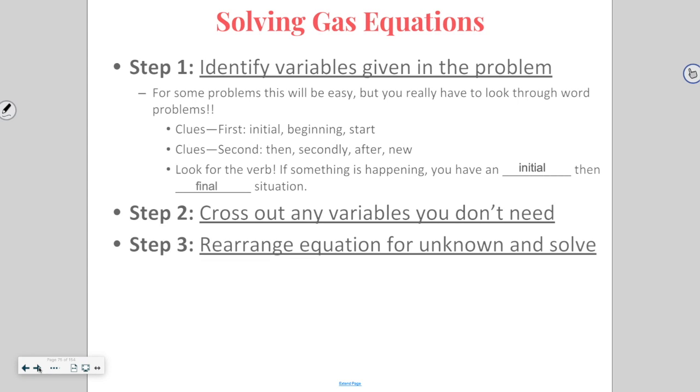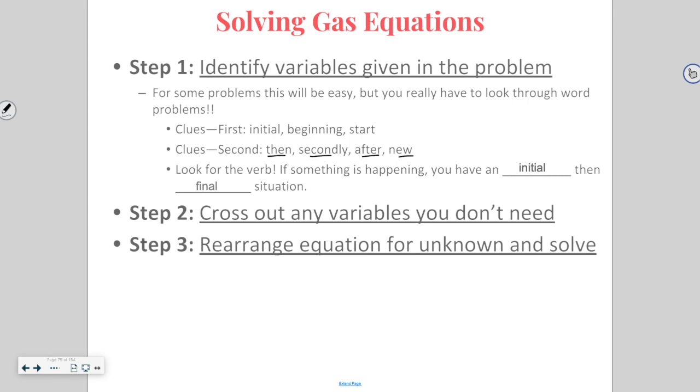And then some clues that something has changed are secondly, or then, we measure it again and I have 6 kPa at 1 liter. Or after increasing the temperature, or my new volume was, and so those are some clues that that is the final set of conditions in your problem.